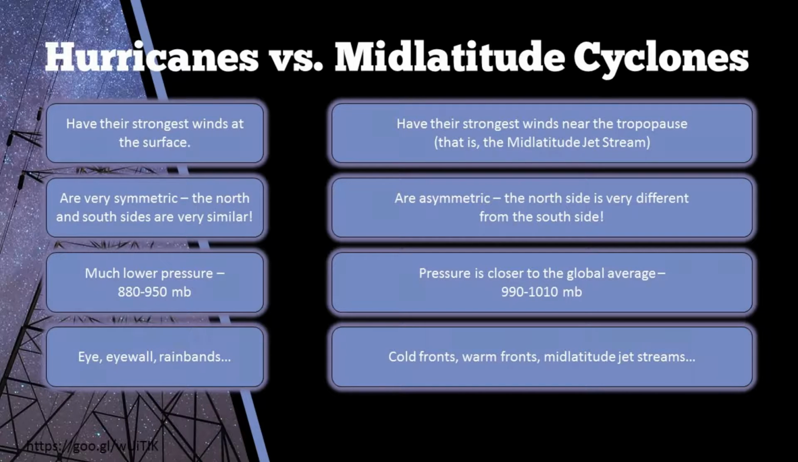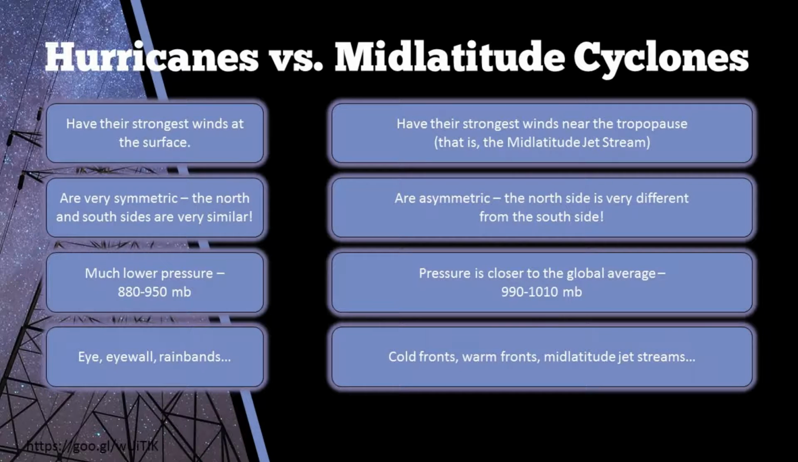Another important difference is that the pressure is so different in a hurricane than in a mid-latitude cyclone. They're both low pressure, but hurricanes typically have very low pressure. At the center of a hurricane, a typical low pressure might be something like 950 millibars. A really strong, record-breaking hurricane might be more like 880 millibars.